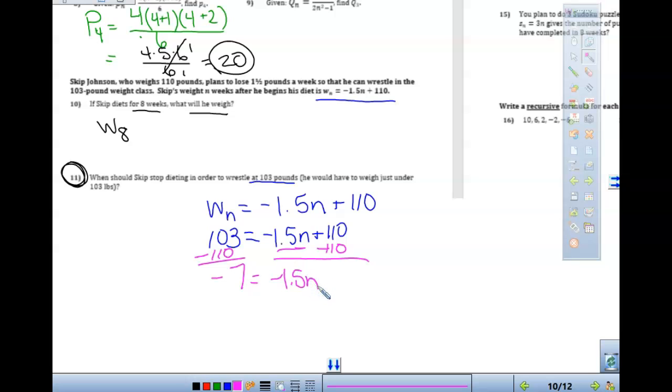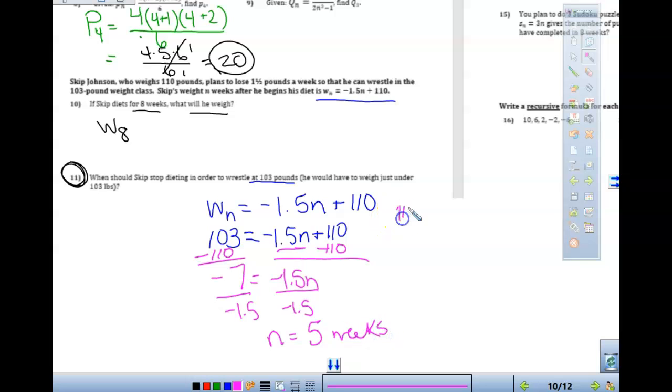If I am solving this, Claire, what do I do to find n? Divide by negative 1.5. And that makes sense because negative divided by negative is going to give me a positive, right? So n is equal to, and I'm going to do that division. Now, could we have subtracted 1.5 from 110 and just seen how far it was? You could have done that also, but this is solving it algebraically, and we get 5 weeks.